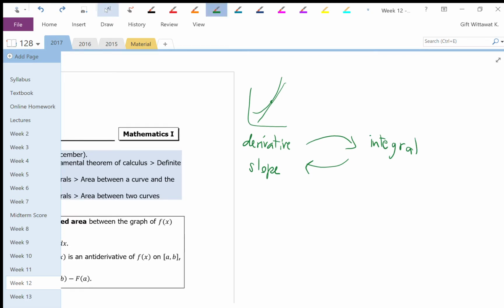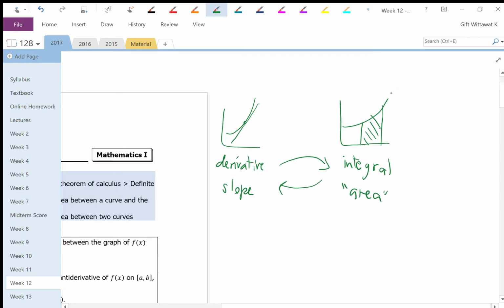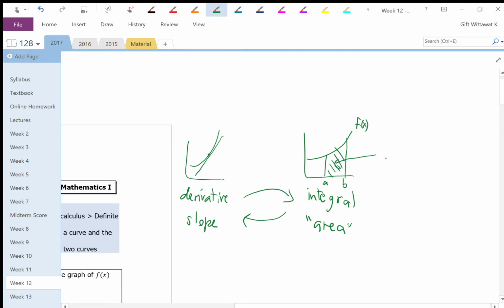The integral corresponds to the area under the graph. So whereas the derivative corresponds to the slope, the integral corresponds to the area. I'm just going to put that in double quotes, the area under the graph. So let's say my function is f of x, the area under this graph from a to b is going to be represented as the integral of f of x from a to b.